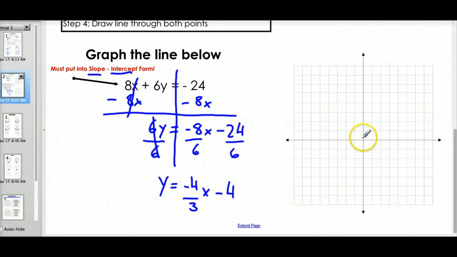To graph this, all we have to do is go up 4, and our rise over run is 1, 2, 3, 4. I go down 4 because it's negative. Oh, it's not on my graph. And over 3. 1, 2, 3. It'll be somewhere around here. All right, and we just draw our line now. And look at that. We did it.